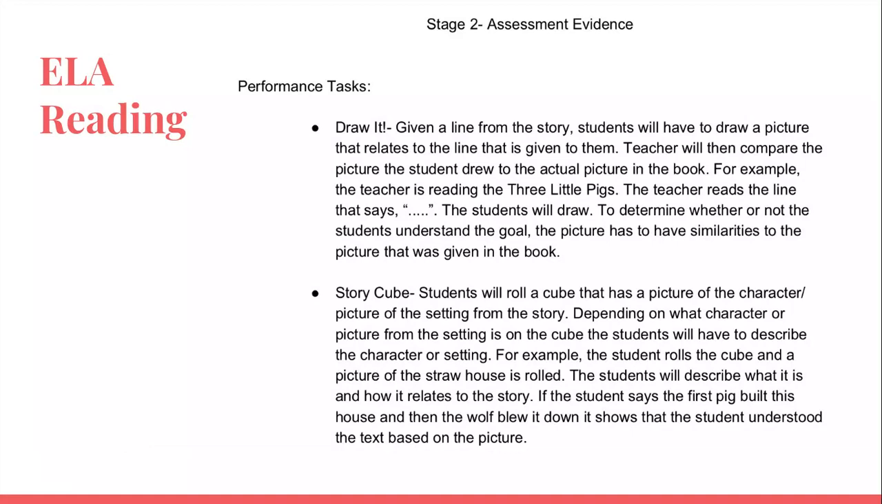And the students will roll the cube that has a picture of the character or a picture of the setting. And depending on what the character or the picture from the setting is on the cube, the students will have to describe the character or setting. So say we were reading The Three Little Pigs, the student rolls the cube and the picture of the straw house is rolled. The students will describe what it is and how it relates to the story. If the student says the first pig built this house and then the wolf blew it down, it shows that the student understood the text based on the picture.